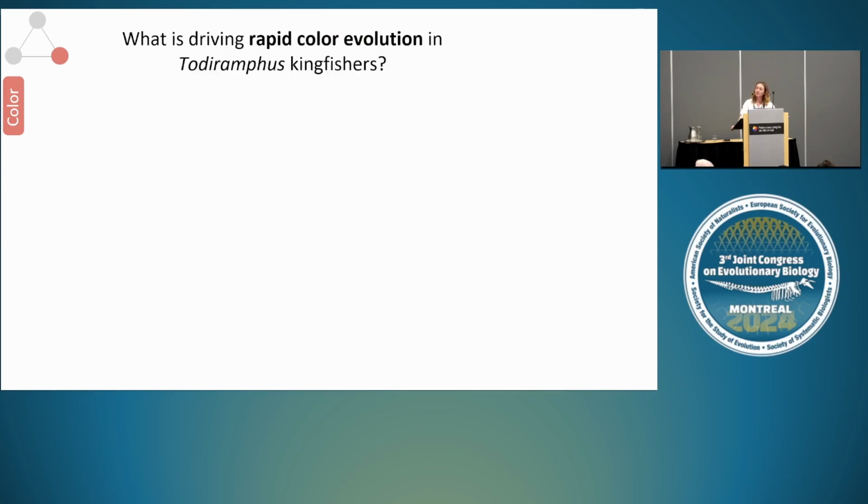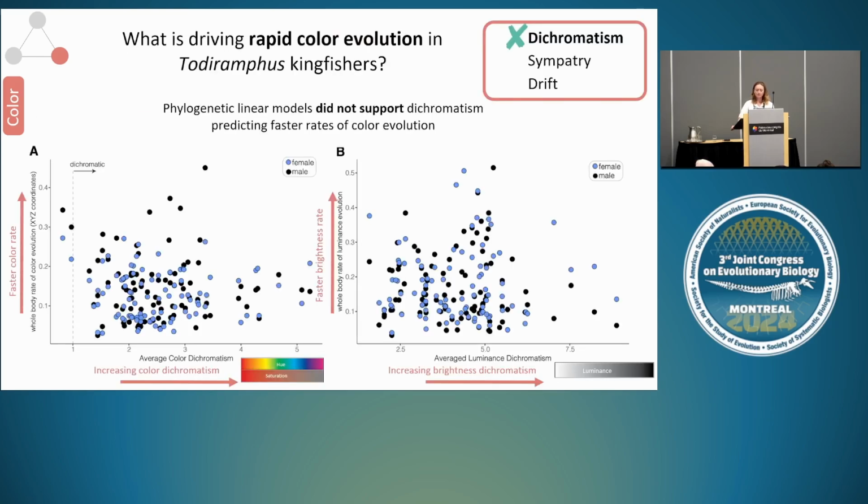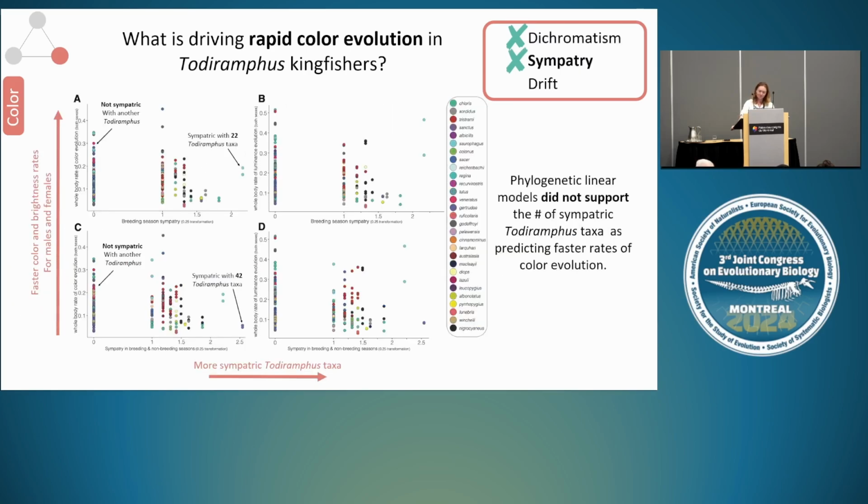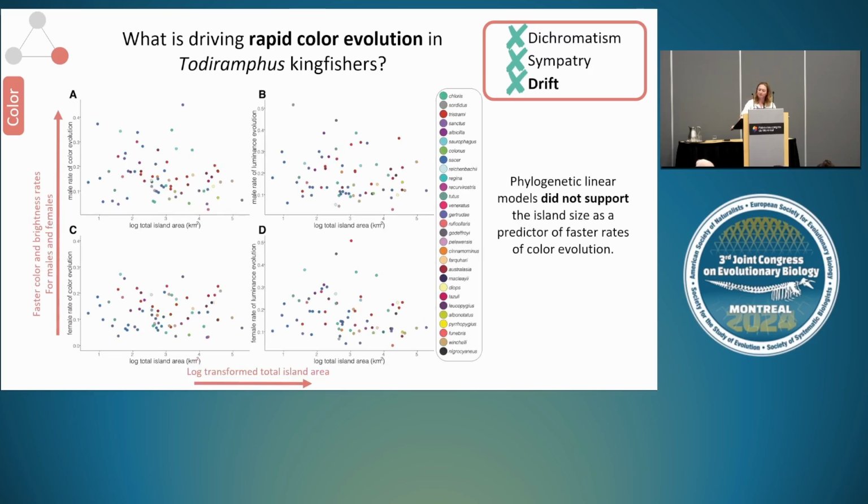So what is driving this rapid color evolution? Measures of whole body sexual dichromatism for both color and brightness were not supported as a predictor of rapid color evolution, nor did phylogenetic linear models support breeding or non-breeding sympatry as a predictor. To assess the role of drift, we used island size as a proxy for population size, and this too was not supported. But island size is just one proxy for population size.